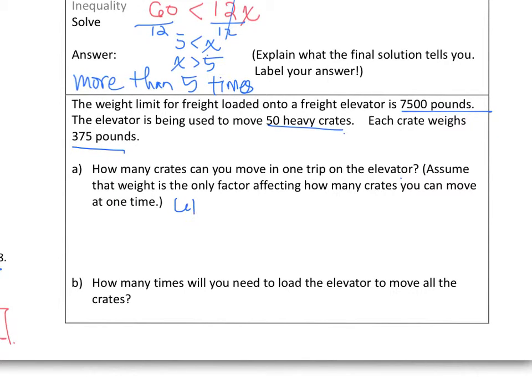So let x be the number of crates. So I know that each crate is 375 pounds. And if I multiply that by x, it will give me the total number of pounds, which is 7,500. And because it says the elevator weight limit is 7,500, that means the weight of the crates cannot go over 7,500.